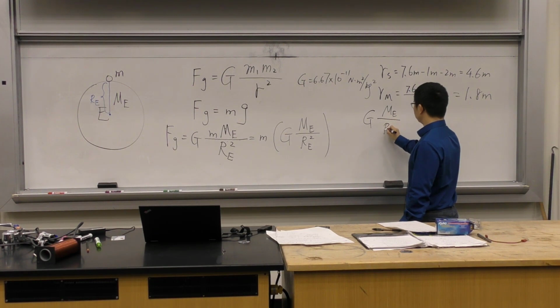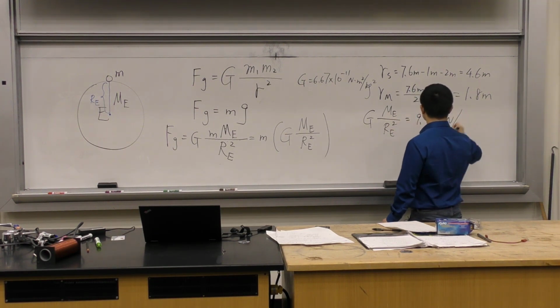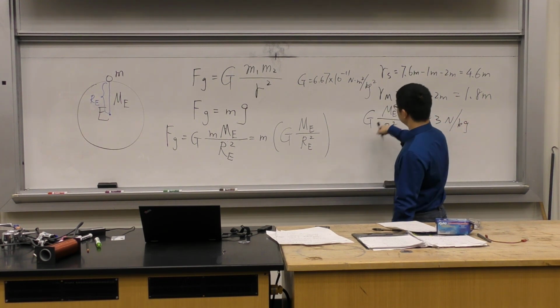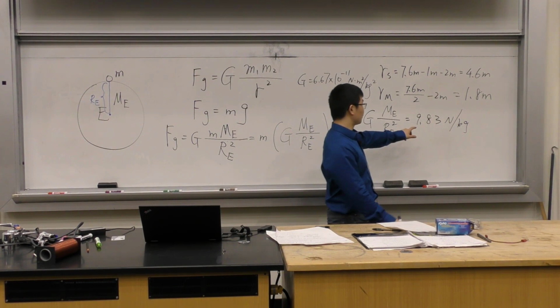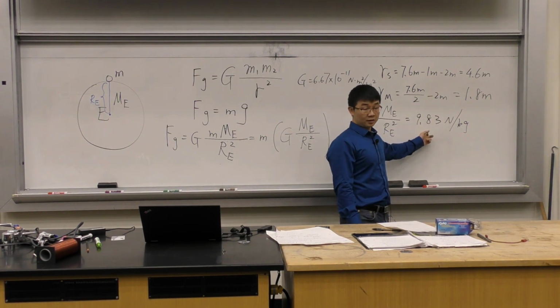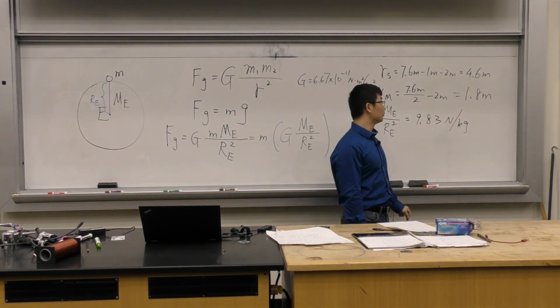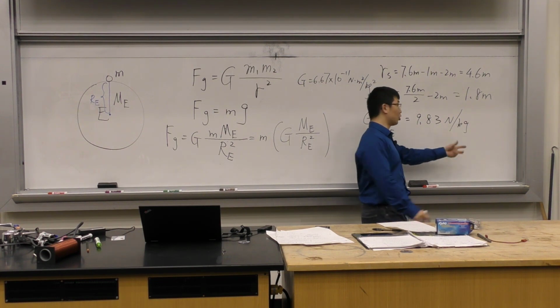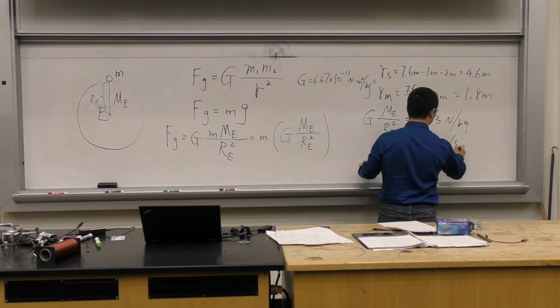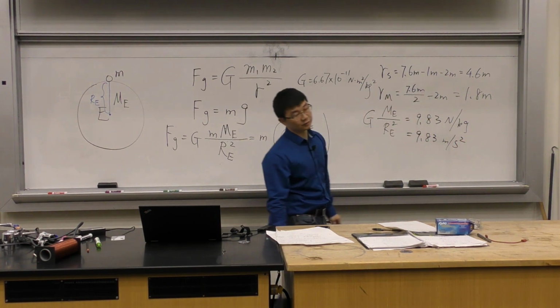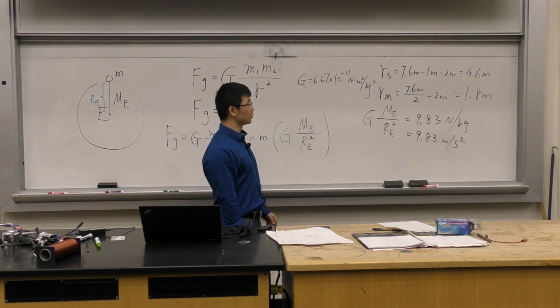this number, you put numbers in, you will get 9.83 Newton divided by kilogram. That's the unit if you put all the units together. Does this number remind you of something? Yes, right? This is the 9.8 we have been using. And this unit, you can show that this unit is just meters per second square. Newton divided by kilogram, it's just going to be meters per second square.